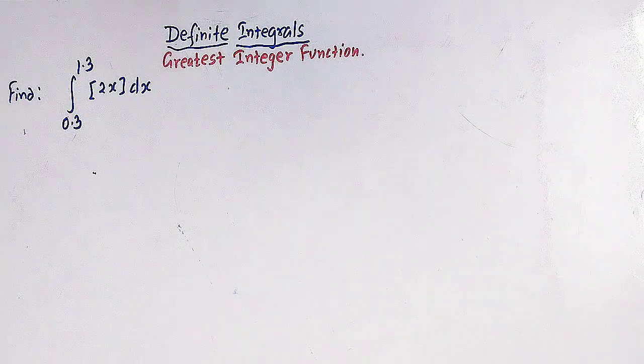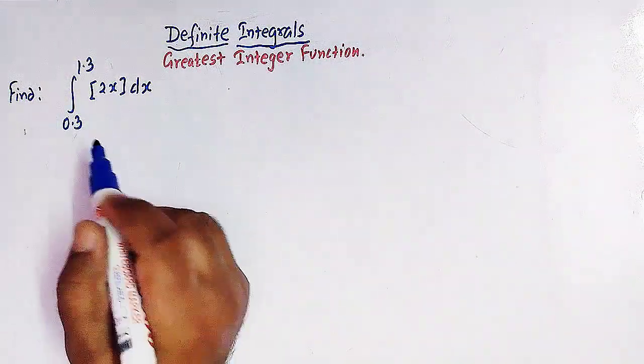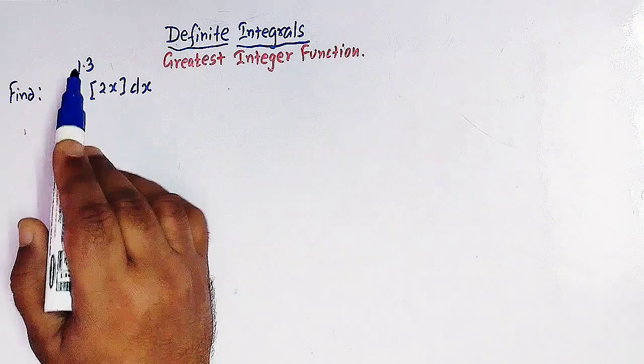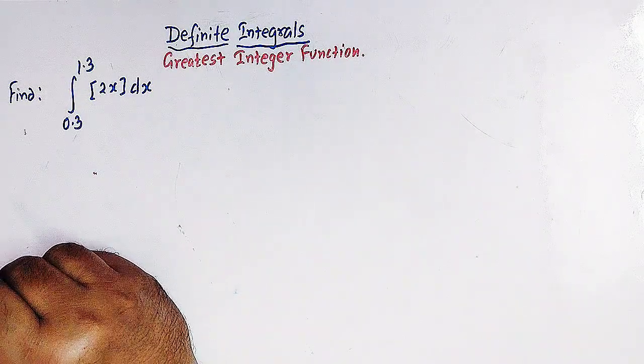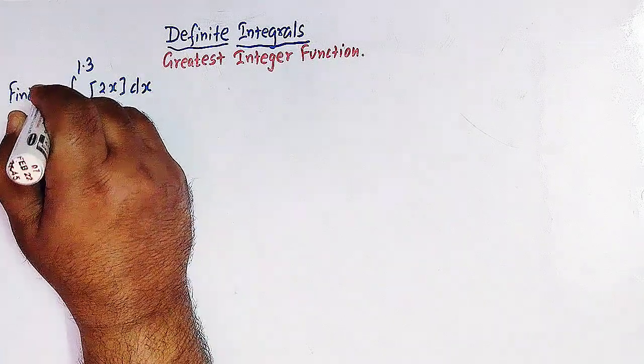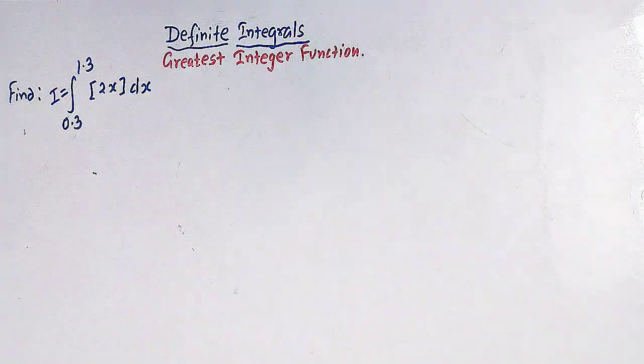Hello viewers, in today's class we are going to discuss yet another important and very conceptual problem from definite integrals involving greatest integer function, right? So in this lecture we are going to take up a very interesting problem from definite integrals, and here we have to find the value of this integral from 0.3 to 1.3, and here the integrand is greatest integer of 2x, right? So let us call this integral as I.